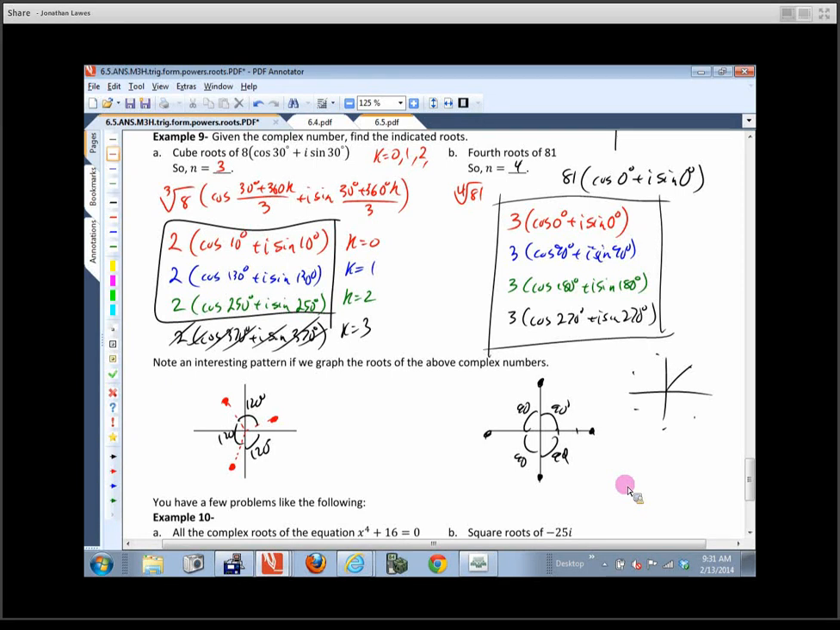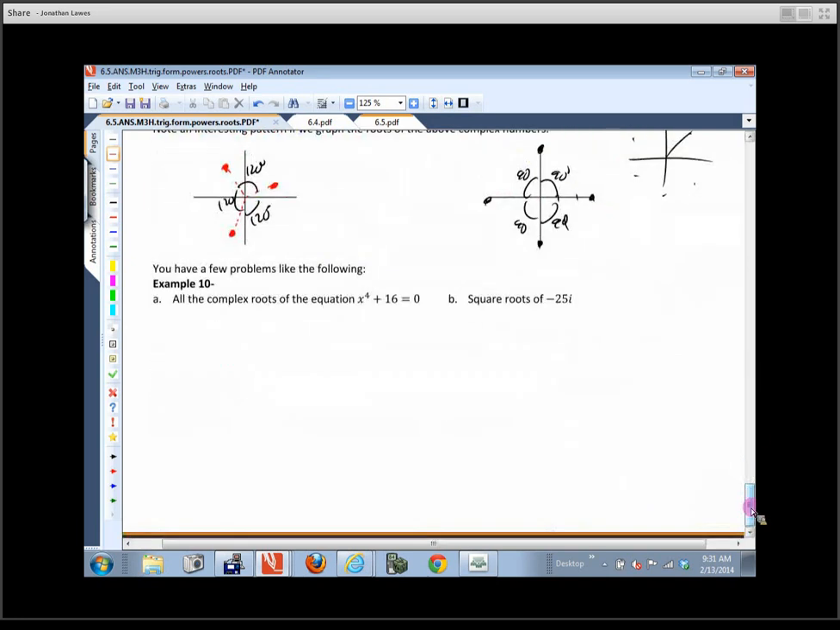What if we were finding 9th roots? How many degrees would there be between each one? 40 degrees. Does that make sense? Okay? So hopefully that's pretty easy. And then you've got some problems. These are the last ones that we're going to take a look at, and then you can do your assignment.